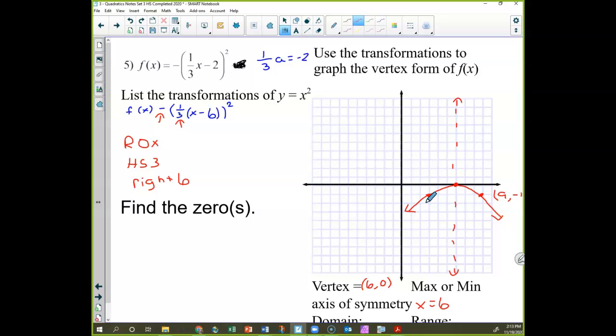If I know vocabulary, give me a synonym for zeros. Roots, okay. That's a synonym. Can somebody give me another one? There's 2 more. X-intercepts. That's a very important one in this problem. There's one more. What's our last one?